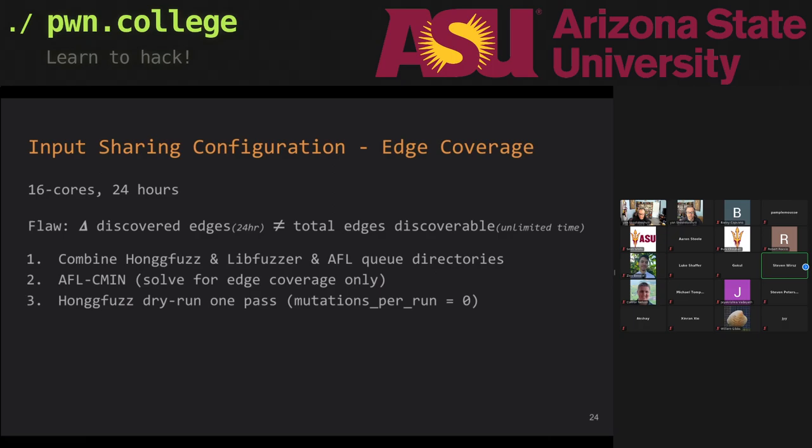Because unless you reach the coverage limit of each harness, you're really only measuring how fast each harness is able to find new code coverage. To calculate paths, we used AFL's coverage information. To calculate edge coverage, especially in cases where we had all three input systems running simultaneously, we combined all the fuzzers together, minimized their output, and used HonggFuzz to actually calculate the unique number of edges. Okay, next slide.